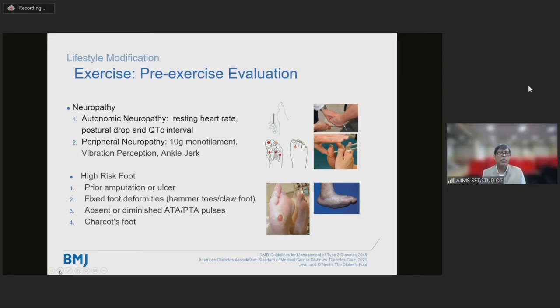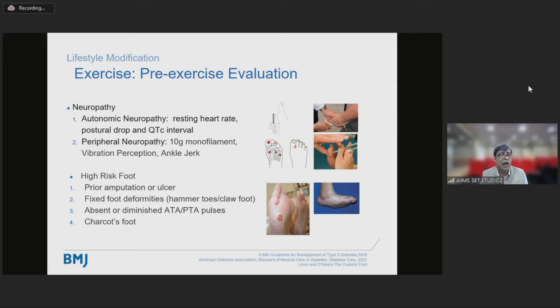So history of prior amputation, evaluation for the presence of an ulcer, fixed foot deformity, so a sensory motor distal neuropathy causing hammer toes or claw foot, not a good person unless you get appropriate footwear. Pulses, which are diminished, and Charcot's foot, which is shown out here in the bottom right.